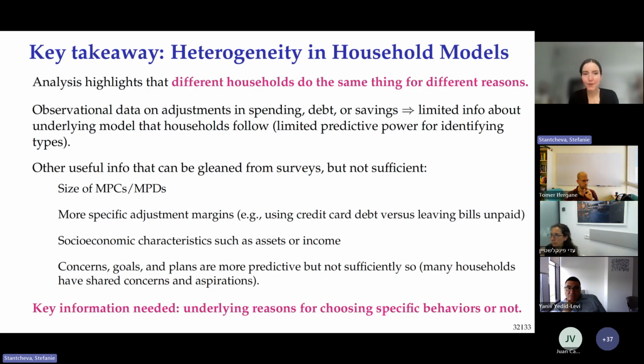So other info that can be usefully gleaned from surveys, but is not sufficient: the size of the MPCs, MPDs, these more specific adjustment margins, for instance, using credit card debt versus leaving bills unpaid. That's already giving a bit more information. Detailed socioeconomic characteristics such as assets or income, of course, give information. Concerns, goals, plans are quite predictive, but not sufficiently so, because many households do have shared concerns and aspirations. And really, the key info you need is the underlying reasons for choosing specific behaviors.